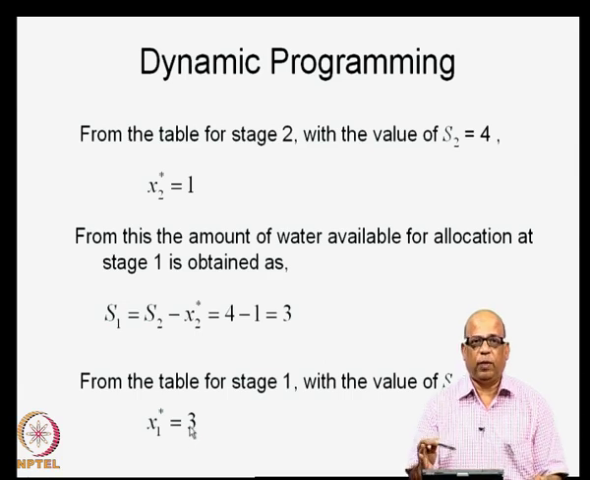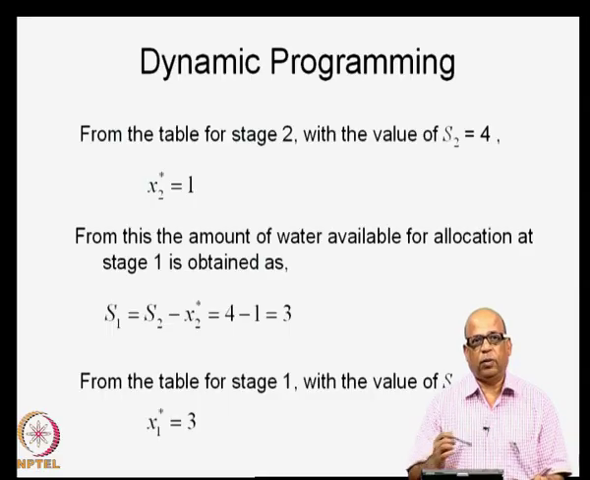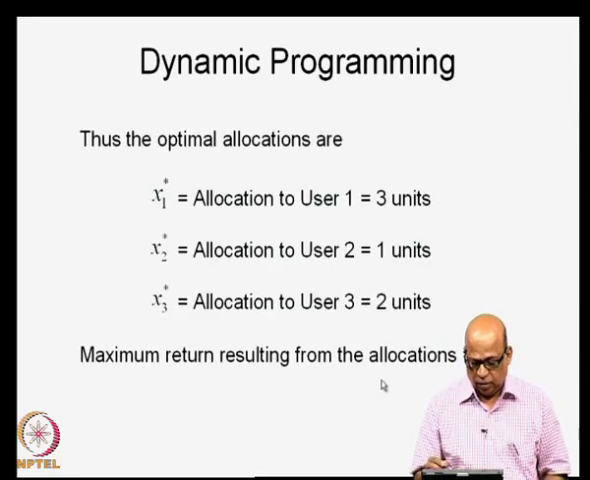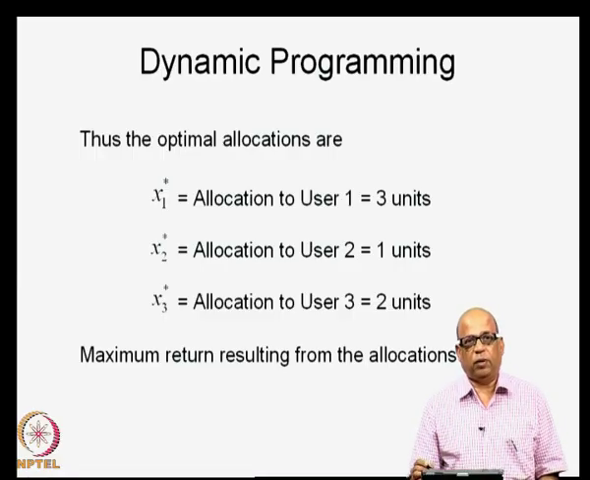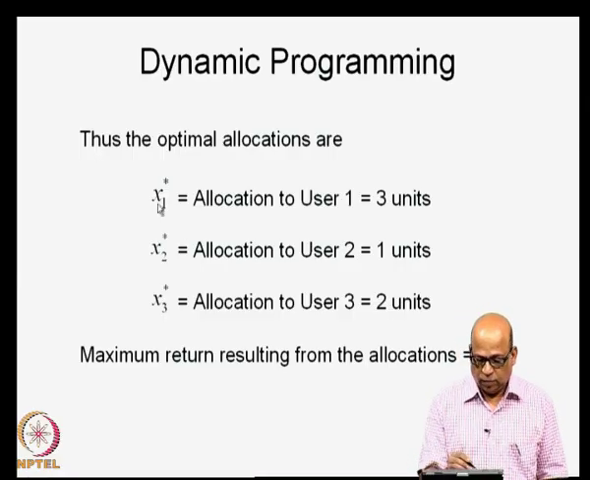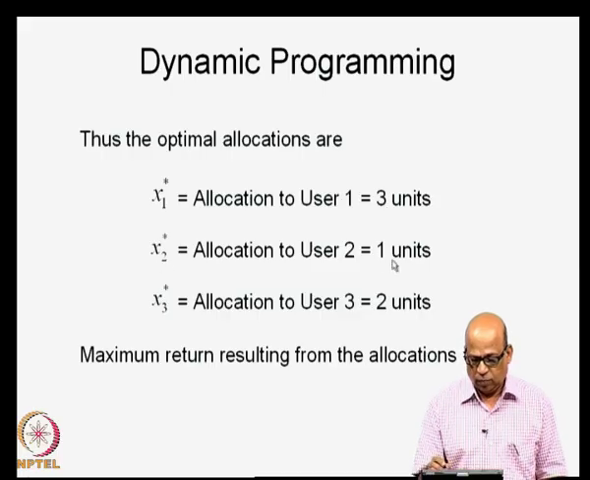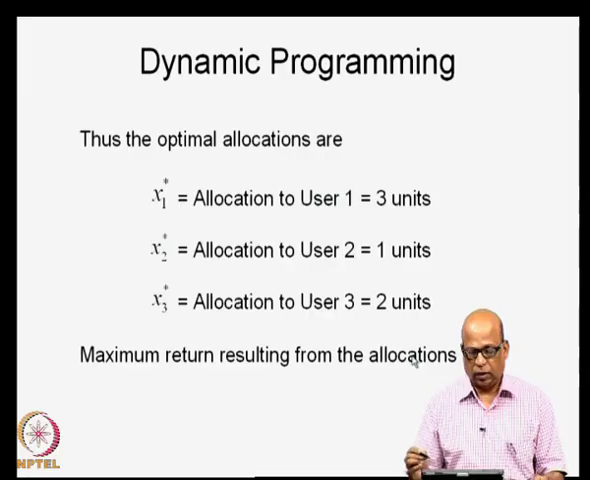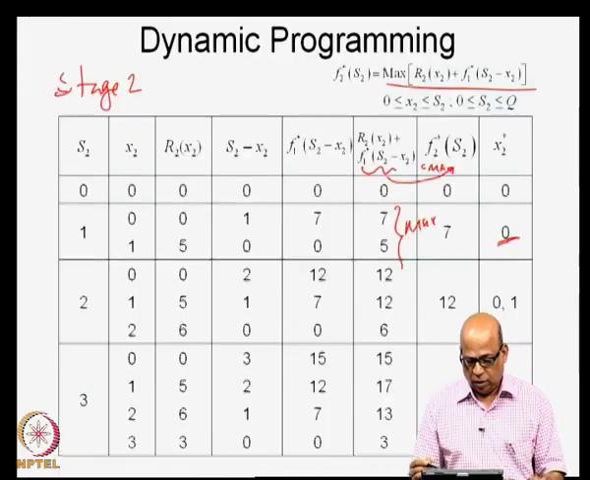So, you got the optimal allocations to user number 1, user number 2 and user number 3 together, and the optimal return that you get from such an allocation is in fact 28 units. So, X1 star is 3, X2 star is 1, X3 star is 2 and the total return is 28, total maximum return is 28. This you can verify from the original table of data.